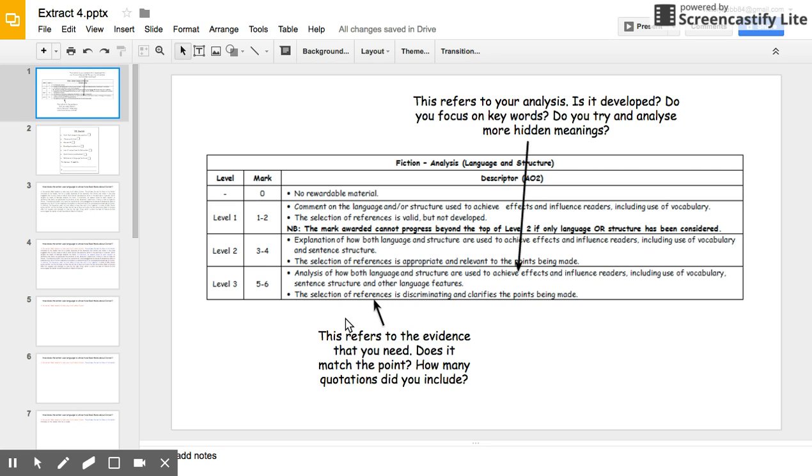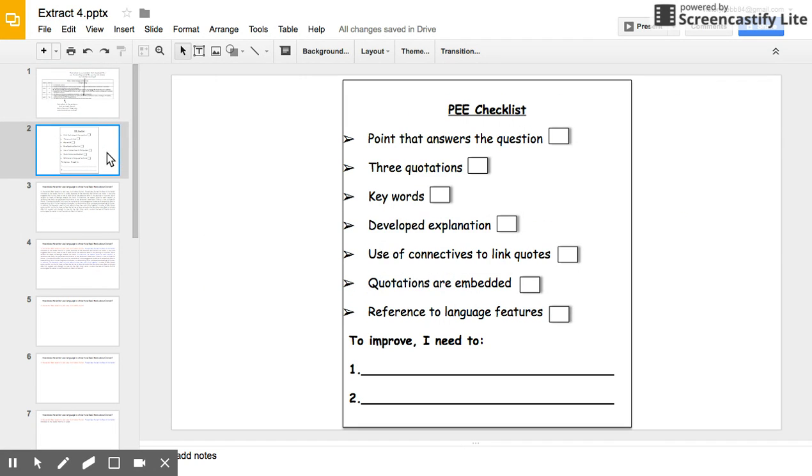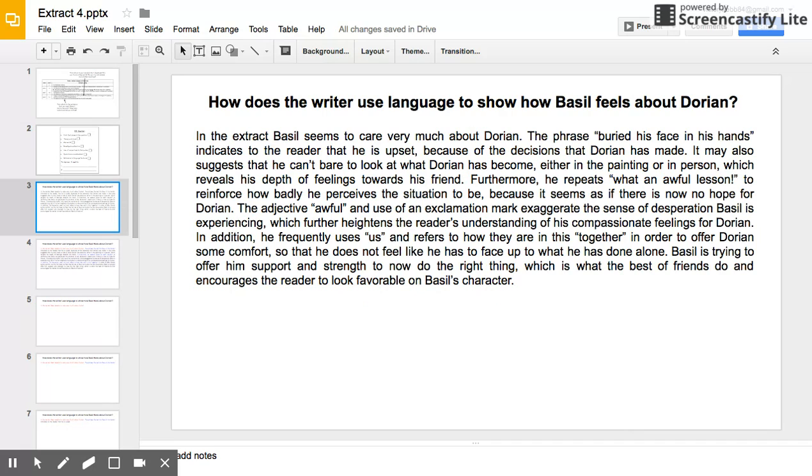The second bullet point refers to your quotes. We're looking for at least one quote. Again, do you focus then on keywords from the quotation? And how well do you explain them? This is a checklist that you can also use before, during, and after you're writing your response, just to make sure that it's structured correctly and it's as developed as it can be in terms of the analysis.